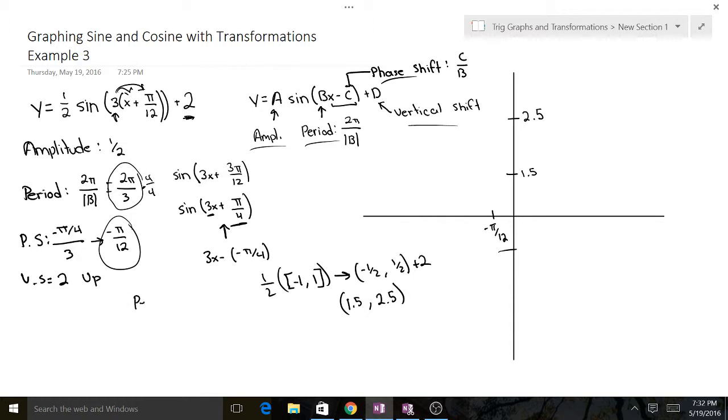Let me rewrite it down here. Period of 8 pi over 12. So that means one period is going to go from negative pi over 12 all the way up. We're going to add that 8 pi over 12, because that's the length of one period. And that's going to give us 7 pi over 12. And let's try to go one in the negative direction. This time we're going to subtract 8 pi over 12. It's going to be negative 9 pi over 12.